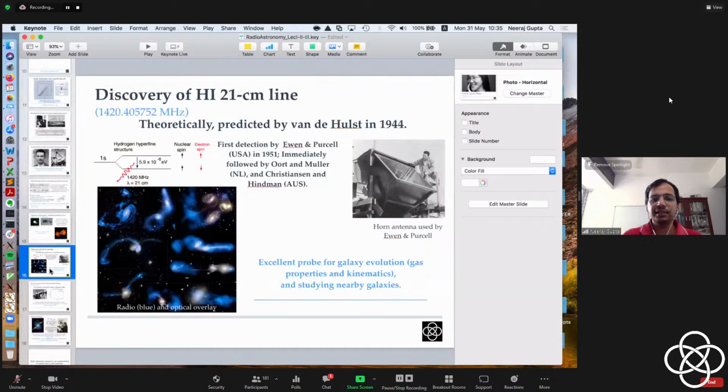Then the discovery of the HI 21 centimeter line. You know that hydrogen is the most abundant element in the universe, and to have a transition or a probe, which is this 21 centimeter line, which can allow us to look at neutral hydrogen at all kinds of places in the universe is really invaluable. So theoretically, this was predicted by van de Hulst in 1944.